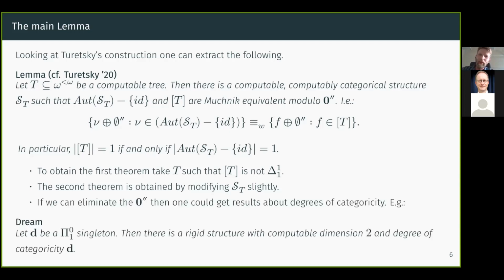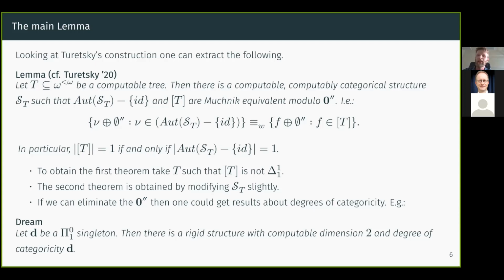And then, well, when I read this, I had this kind of dream. Okay, what happens if we can eliminate this 0 double jump? If we can eliminate this 0 double jump, then we could get results about degrees of categoricity, because then we could get, like, if D is a pi01 singleton, then there is a rigid structure with computable dimension 2 and degree of categoricity D. And basically just taking the second theorem of Turecki, we could get this just by using the right tree.